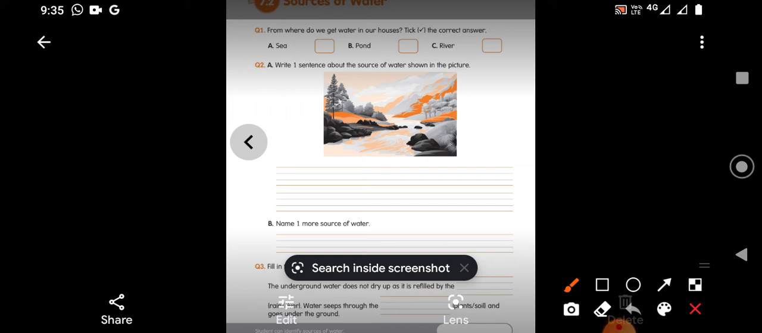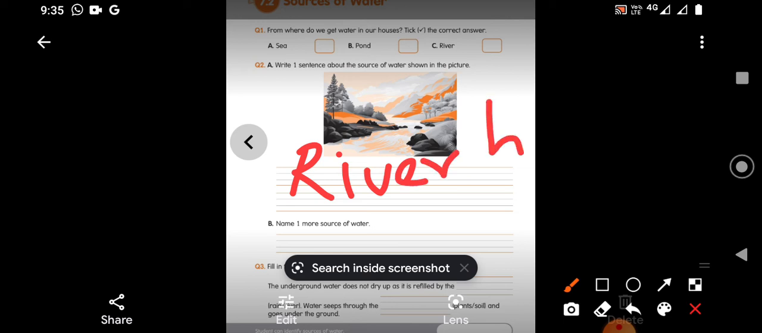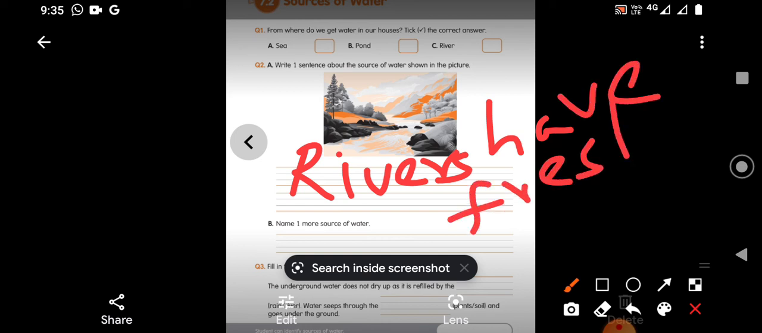So what do we know about river? River has, or rivers have fresh water. No, that is used for drinking. It is not salty, that is only fresh. You can write river is found on the surface of the earth, right? It is not under the ground. It is a surface water. It is a surface water also you can write.